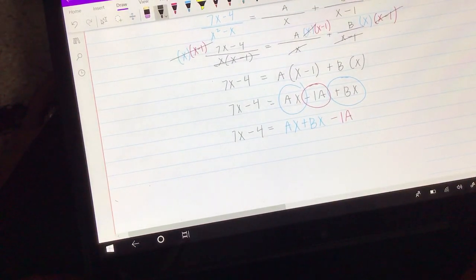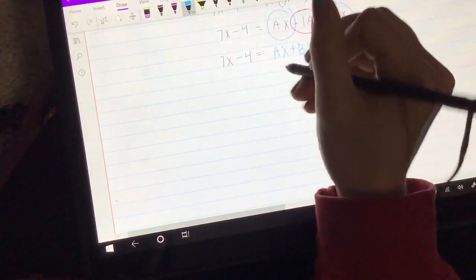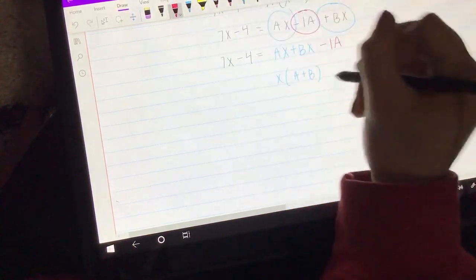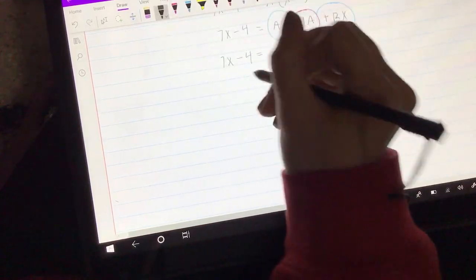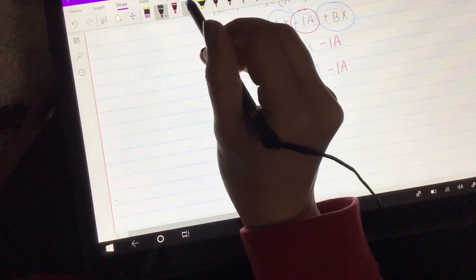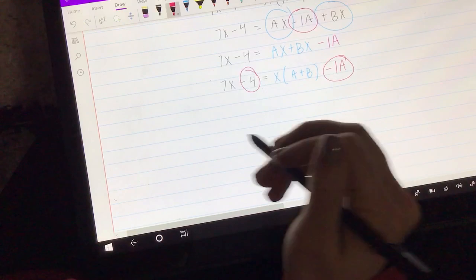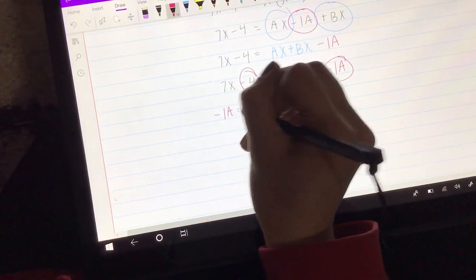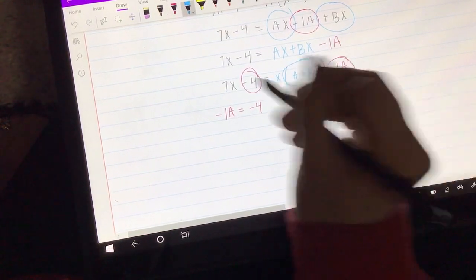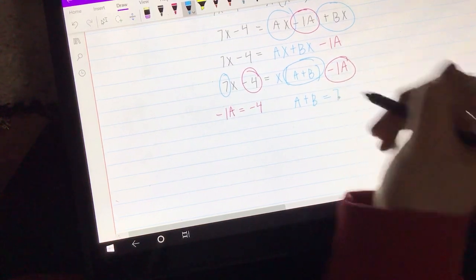Okay, in our x terms, we have to factor out the GCF, which is our x. So we have x times a plus b. You can leave your constants alone for now. Remember, for this left side to be equal to the right side, the constants have to be equal. So I know that negative 1a must equal negative 4. And my coefficients of my x's have to be equal. So I know a plus b must equal 7.